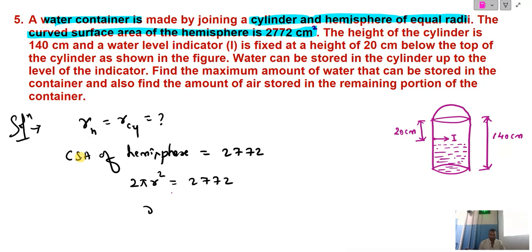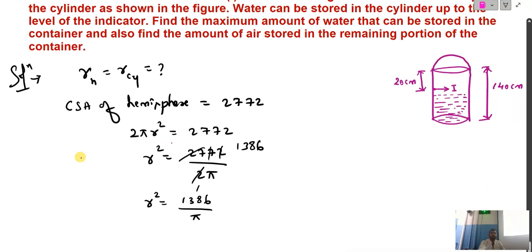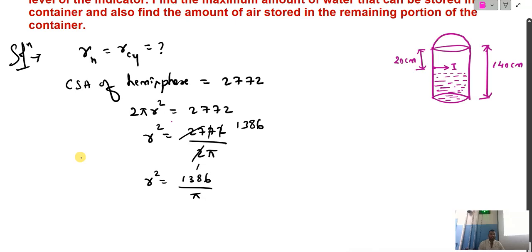Now, actually, we need r. Then we can write r square is equal to 2772 divided by 2 pi. Clear? Now, can we cancel them? 2 ones are 2, 2 threes are 6, remainder 1, 17, 2 eights are 16, remainder 1, 2 sixes are 12. Is it correct? Yes. Now we can write r square is equal to 1386 divided by pi.